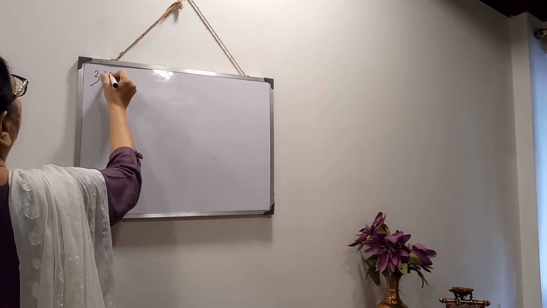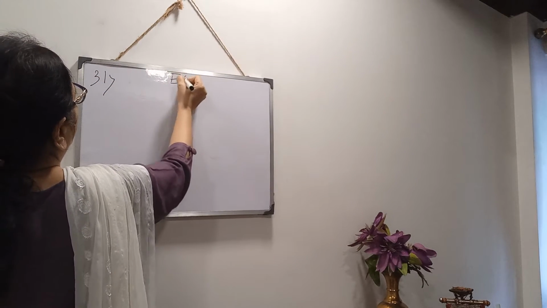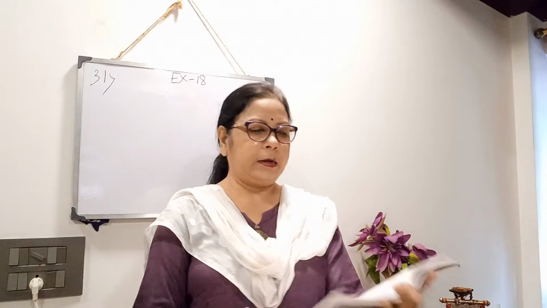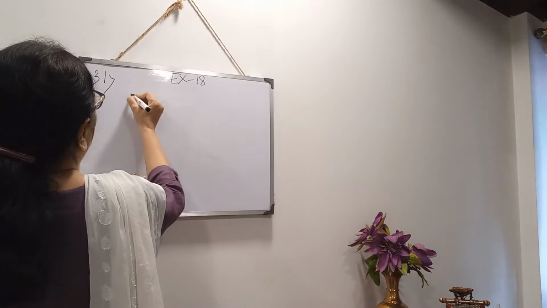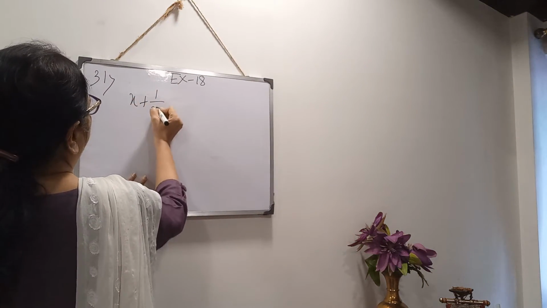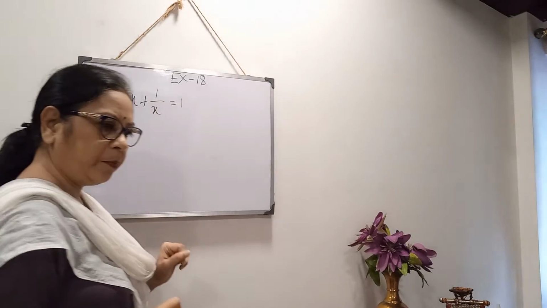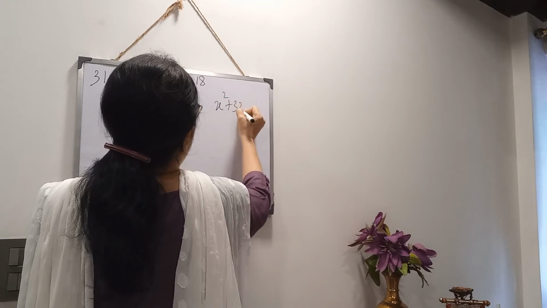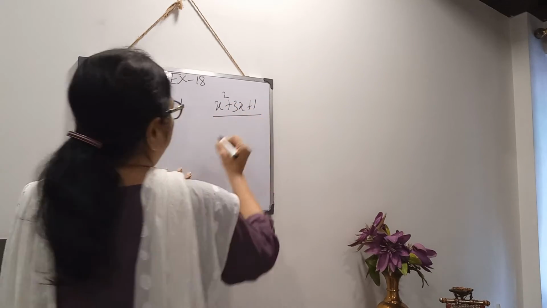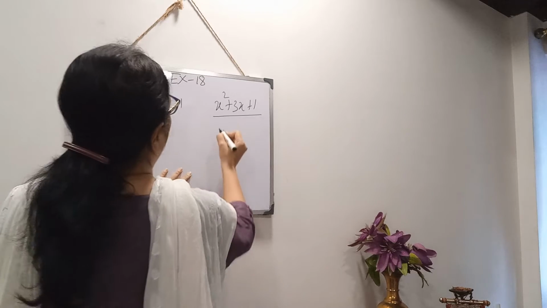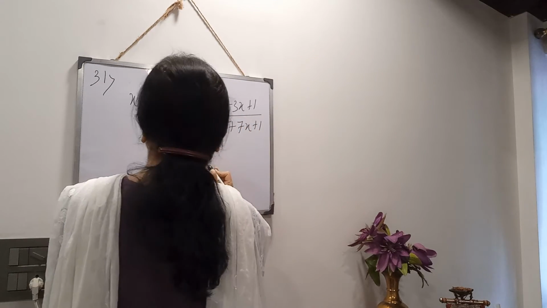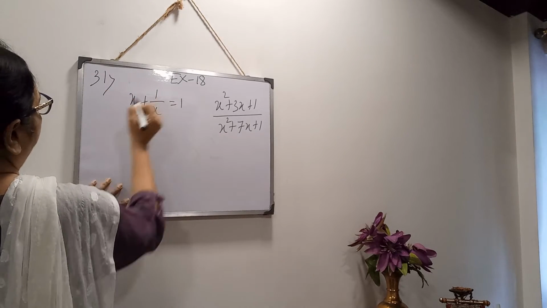31. These are all important sums. You will practice it. It is given that x plus 1 by x equals 1. Find the value of (x square plus 3x plus 1) by (x square plus 7x plus 1). What is given, from there we will start.